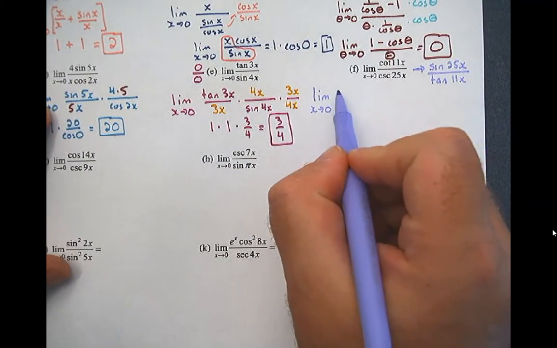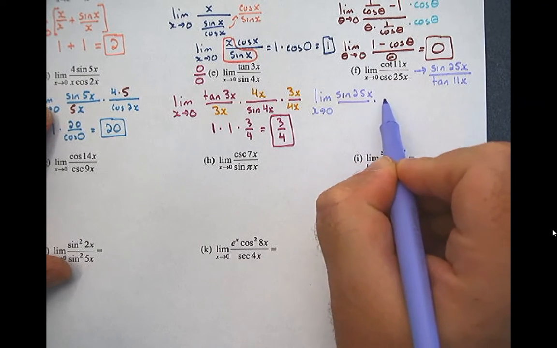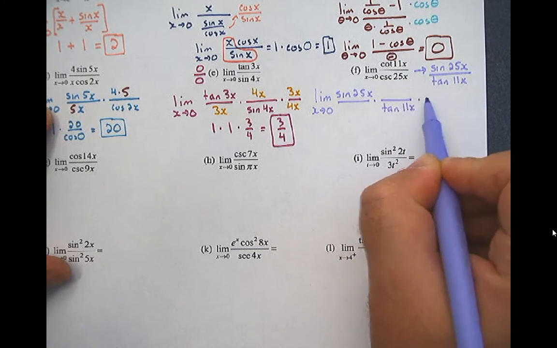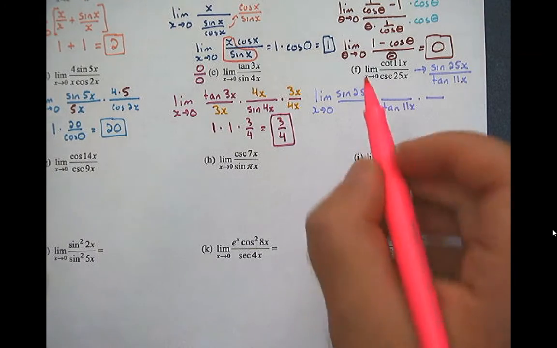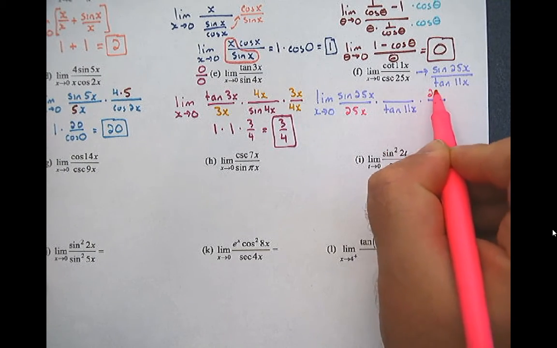So I've got sine on the top over whatever. I've got tangent on the bottom. Okay, let's see. What would make the first guy happy? He needs a 25 and an x. So to cancel that out, I need a 25 and an x.